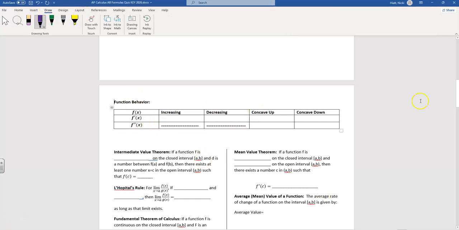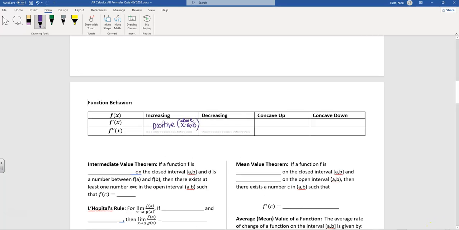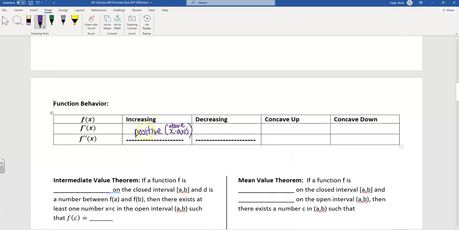So, function behavior. This is a chart we've made a bunch of times, right? If your first derivative is positive, which means above the x-axis, then your graph of your function is increasing. If your derivative is negative, which means below the x-axis, then your original function is decreasing.